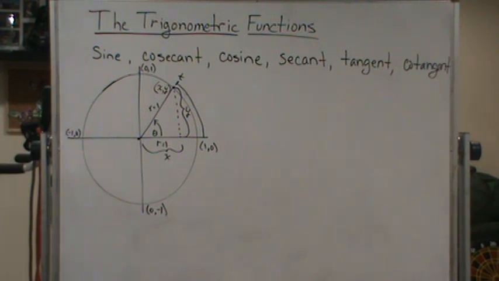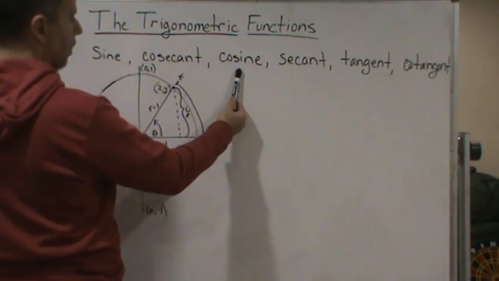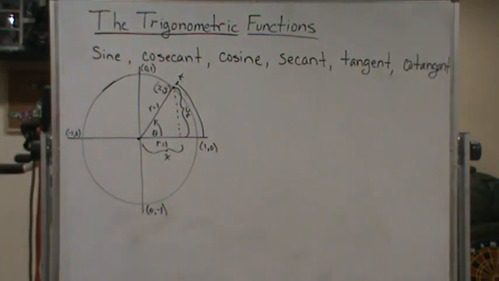So these coordinates are then used to define the 6 trigonometric functions of the real number t. And those 6 trigonometric functions I've listed at the top here: sine, cosecant, cosine, secant, tangent, and cotangent. Those are the 6 basic trigonometric functions that we're going to learn. And so what I'm going to do is define those for you.